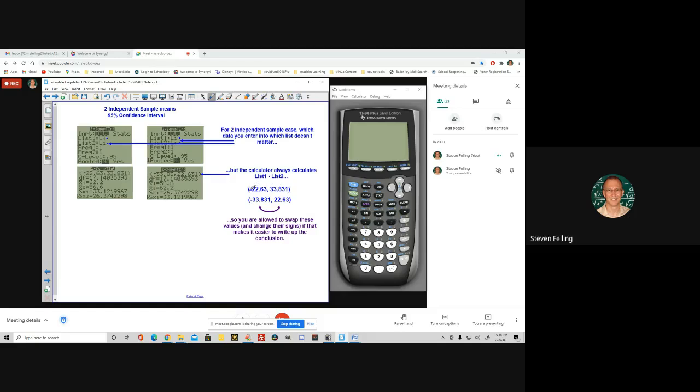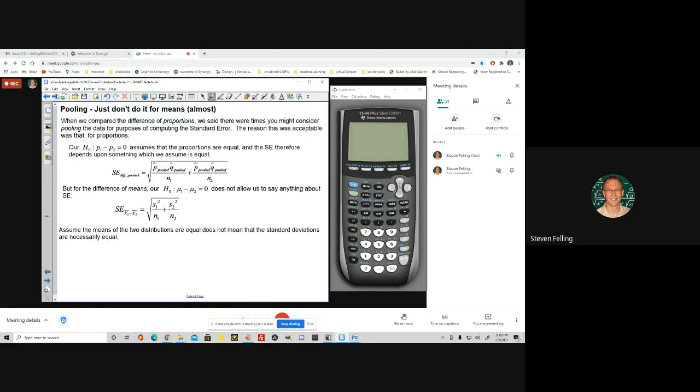So you might have -22 and +33, or -33 and +22. You're allowed to swap these. You just have to keep track of the fact that the calculator always does list one minus list two. So if you have a positive value, it means that one is higher than two, whichever one you called one. So be cognizant of that when you use the calculator.